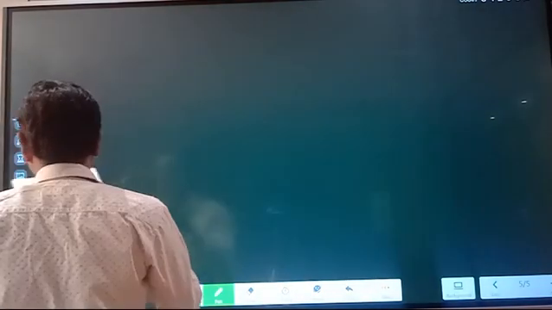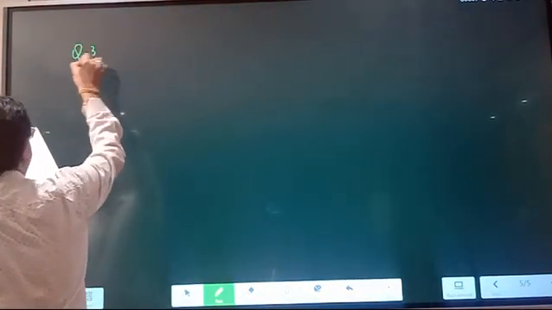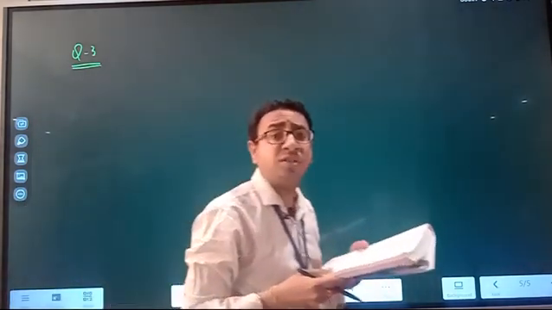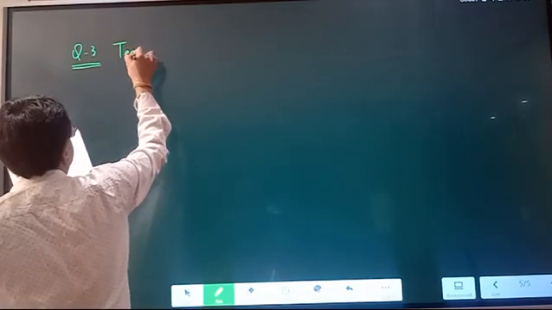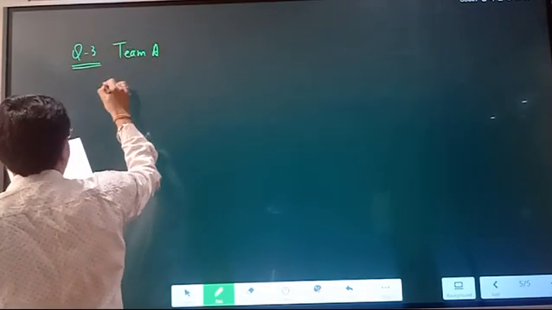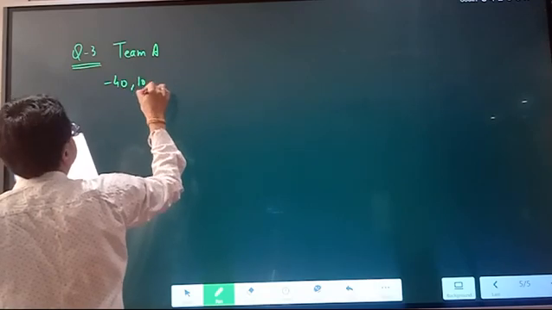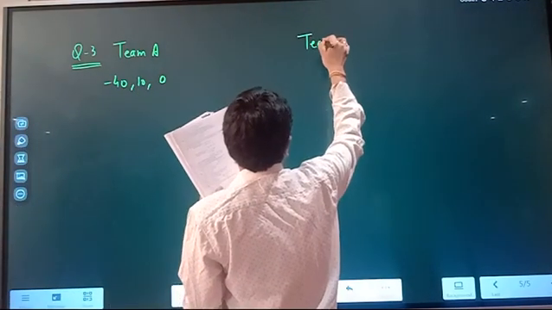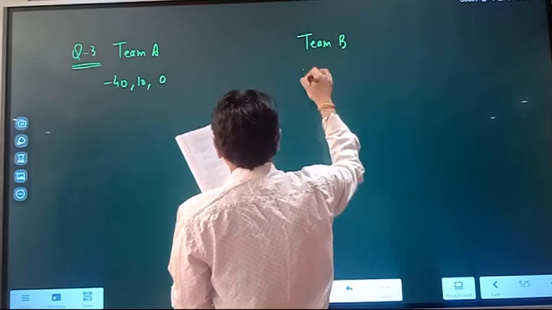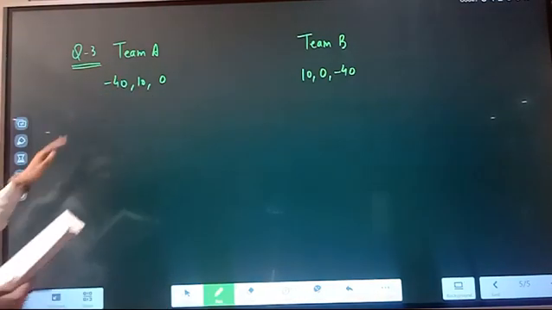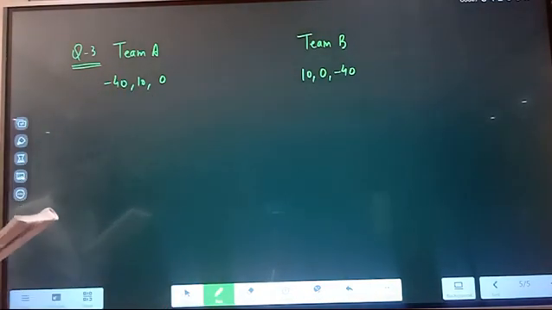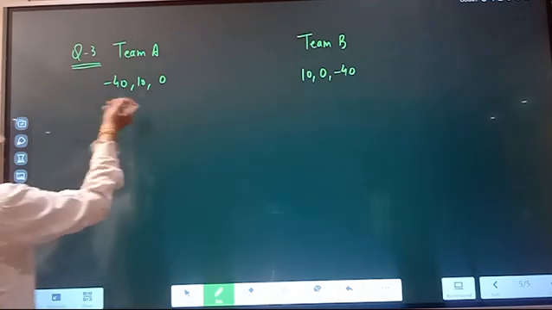Next, question number 3, again a quiz question. In exercise 1.1 also we had question number 3 as a quiz question. In a quiz, team A scored minus 40, 10, 0. Team B scored 10, 0, minus 40, in 3 successive rounds. I told you successive rounds means one by one. Which team scored more? Can we say that we can add integers in any order? Let's see. We have to add simply.